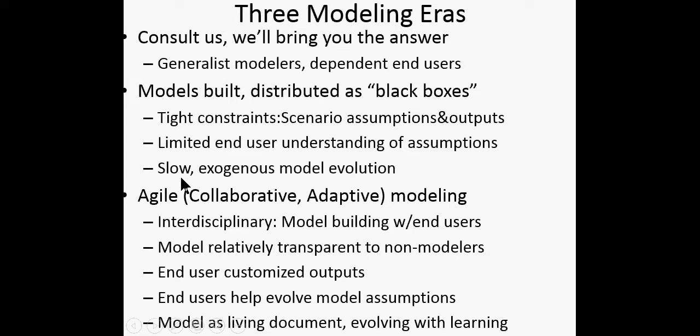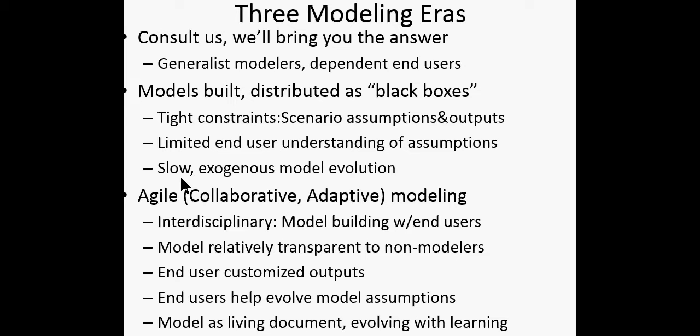So here, in this era where models are distributed as black boxes, there is model evolution, but often it's exogenous to the group. It goes on outside the group, and it's slow, particularly because the team that's using the model often doesn't know what it contains. It's hard for them to really shape it in a forceful way. And in short, this is marked by limited end-user understanding of the assumptions of the model.